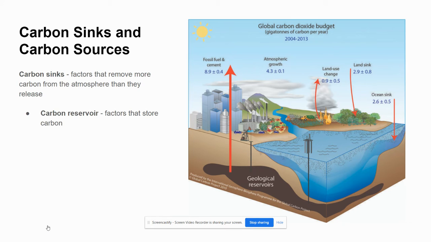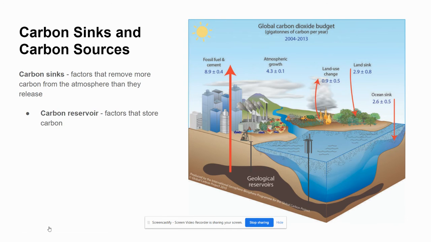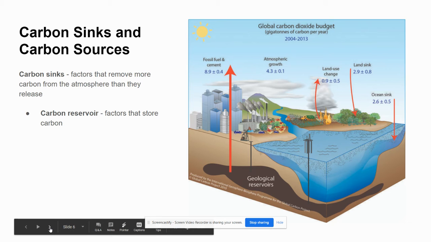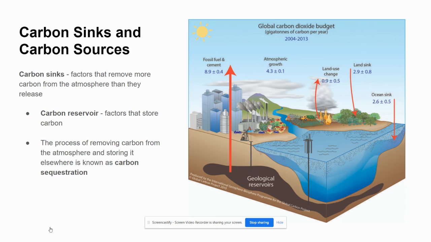Carbon reservoirs are the factors that store the carbon. So the land, the vegetation, the hydrosphere, the ocean, and the geological reservoirs are some of the big carbon reservoirs. And the process of removing carbon from the atmosphere and storing it elsewhere is known as carbon sequestration.